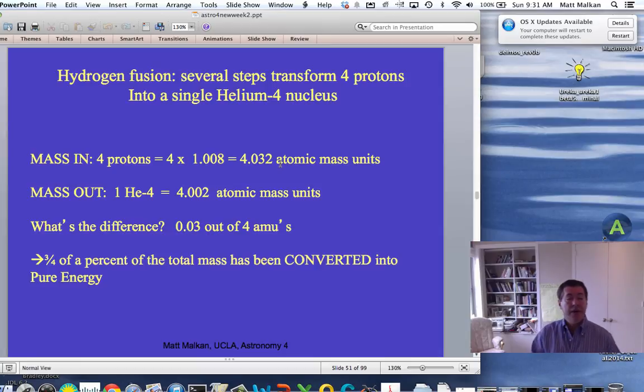The second entry in your periodic table tells you the mass of a helium in these same atomic mass units. The atomic mass unit is about the mass of a proton, and helium is 4.002 atomic mass units. These are very precisely measured, so it's precise enough that the difference between these two numbers is real and significant. You might have overlooked it, but please do not, because that little difference of 0.03 atomic mass units is going to get converted into pure energy.